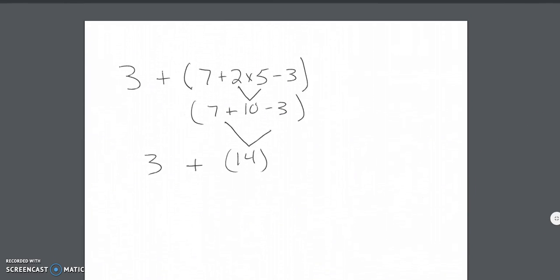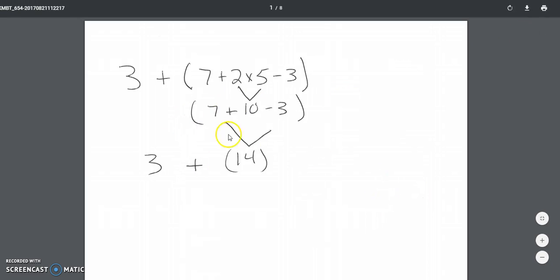All right, moving on to the last problem that I want to show you here. Sometimes you're going to get long problems to do inside parentheses. So you see here with 7 plus 2 times 5 minus 3, you have to follow the rules of PEMDAS inside the parentheses. You cannot do 7 plus 2 times 5 minus 3. You still have to follow the rules of PEMDAS.